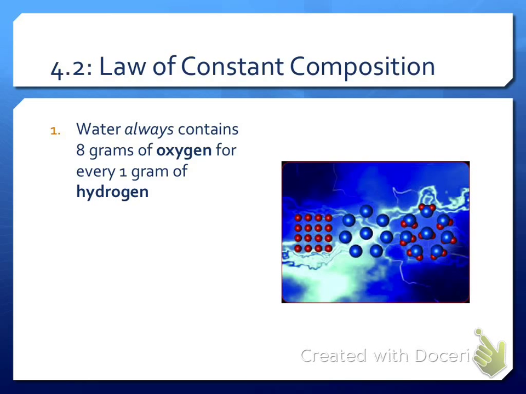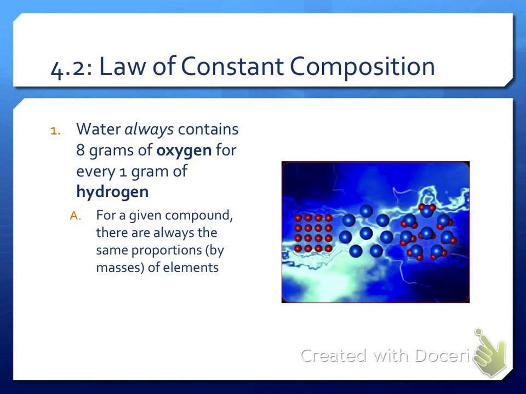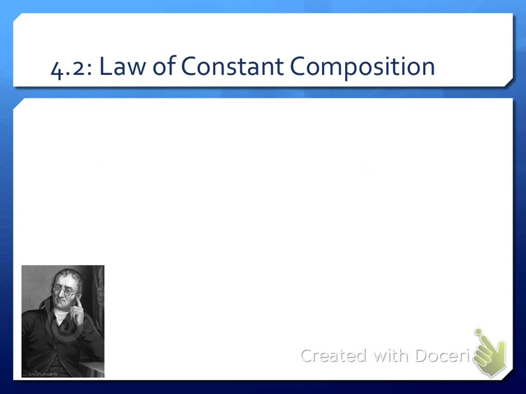And this is curious. This observation continues to happen, and it is an observation, so we are able to state it as a law. It's now called the law of constant composition. And the law of constant composition applies to more than just water, and it states that for a given compound, there are always the same proportions by mass of elements. So for any compound, the proportions of the elements are always the same. So water is always H2O. So that's the law. Now remember, laws just describe observed behavior. They don't actually explain that observed behavior.